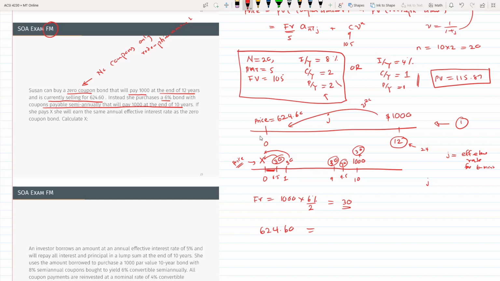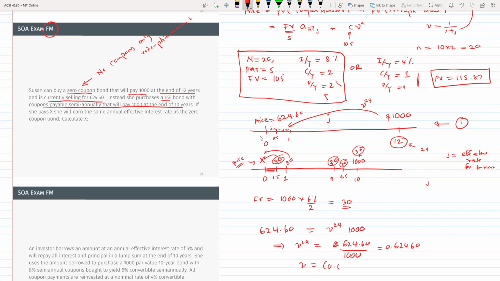So with the effective rate for 6 months, this would be V^24. Because for half a year, this one would be J, then for 1 year, this one would be J again. So for the 12 years, it would actually be 24 six-month periods. So 624.60 is going to be V^24 times 1000. From here, we can calculate this. You can divide this by 1000, which is going to be 0.62460. From here, you can get V.